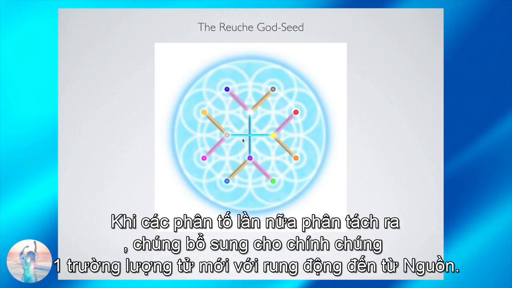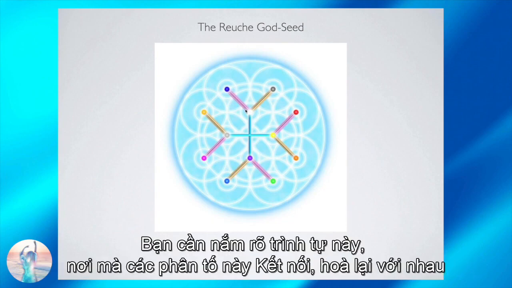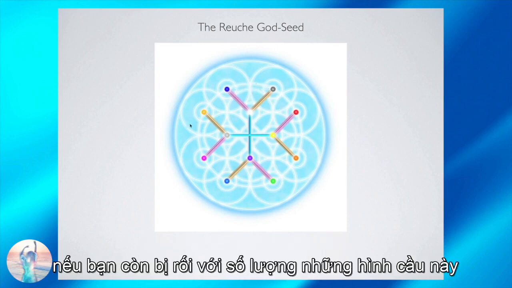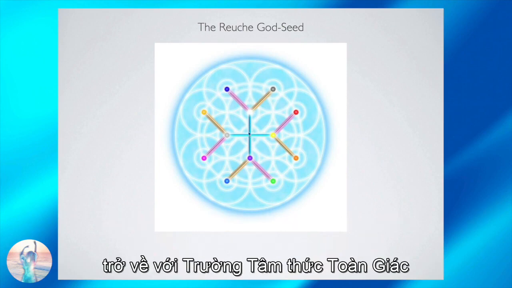And when all the cells come back out again, they replenish themselves with a brand new set of quantum frequency from God source consciousness field. So in order to have a living eternal life system, you've got to have this arrangement of cells where they can phase together and create the backflow return. If you mess around with the number of spheres, then it stops the cells being able to phase and create backflow return with God source consciousness field.